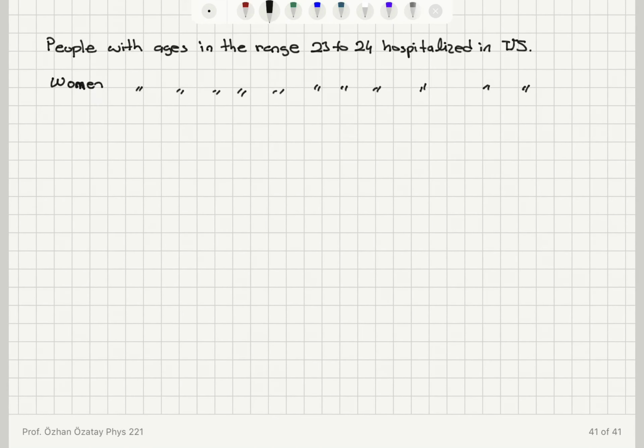A more social statistical problem: what are the chances that you will find a person with age in the range 23 to 24 hospitalized in the US? Well, that's an event, so that's people with ages in this range hospitalized in the US. Another event we can talk about is women within the same range of ages hospitalized in the US.